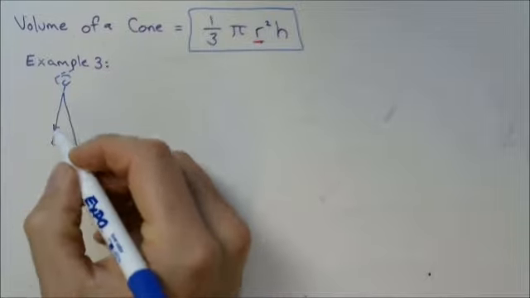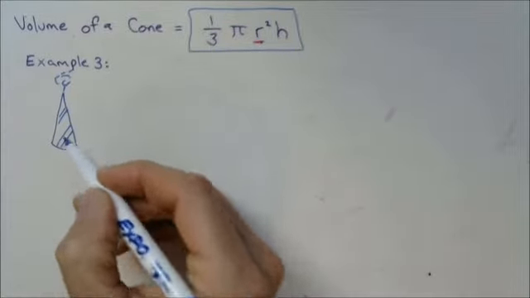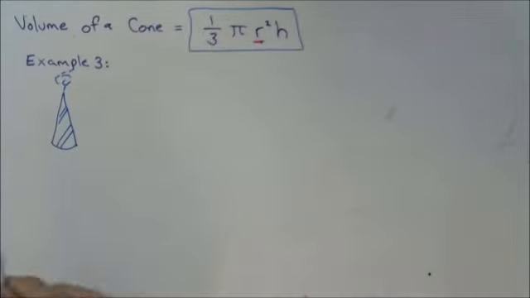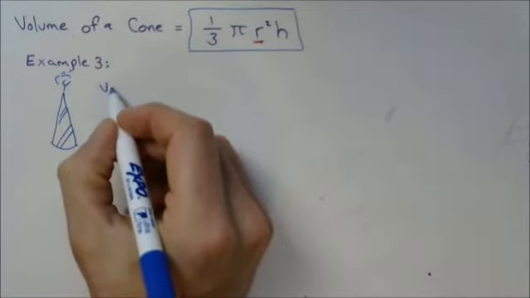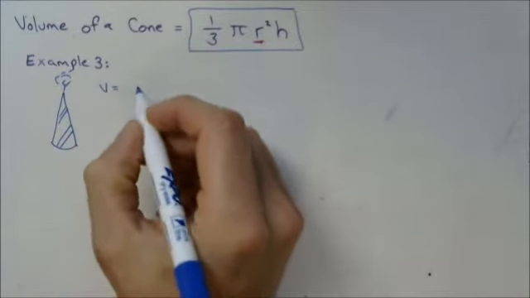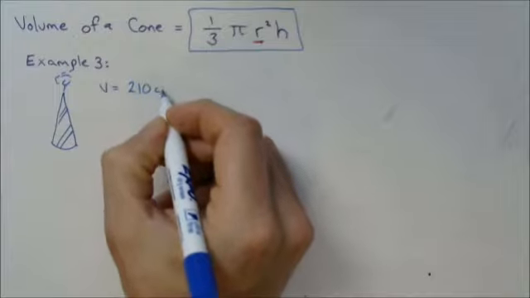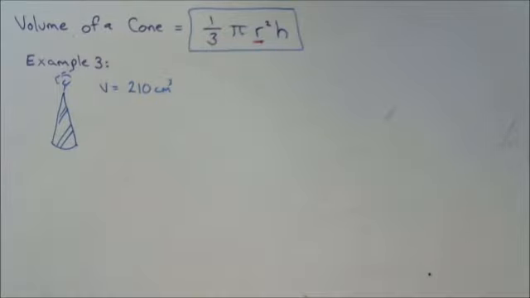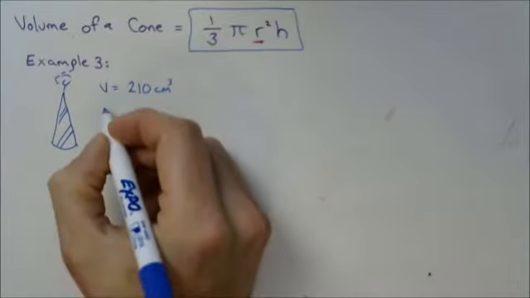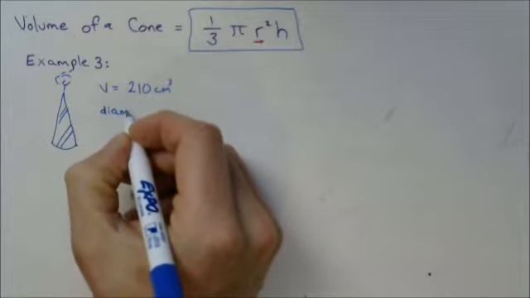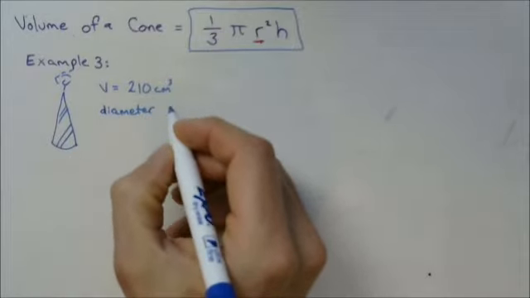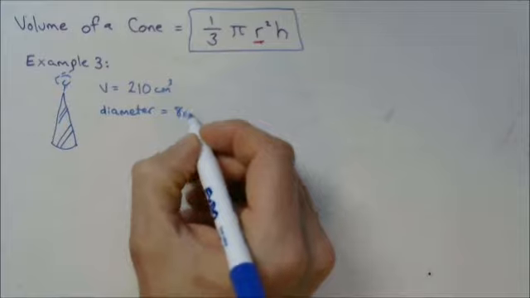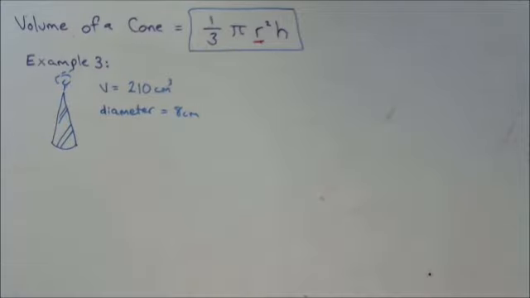Okay, fireworks. We know the volume of this container is 210 cubic centimeters. We know its diameter is 8 centimeters. What is the height of the fountain firework to the nearest 1/10 of a centimeter?